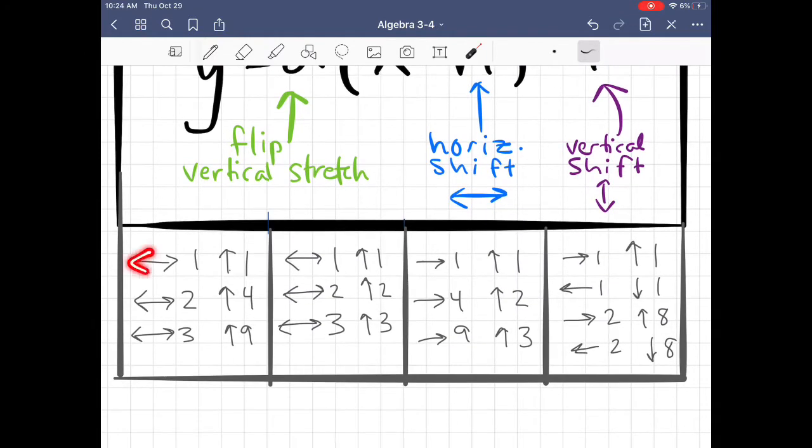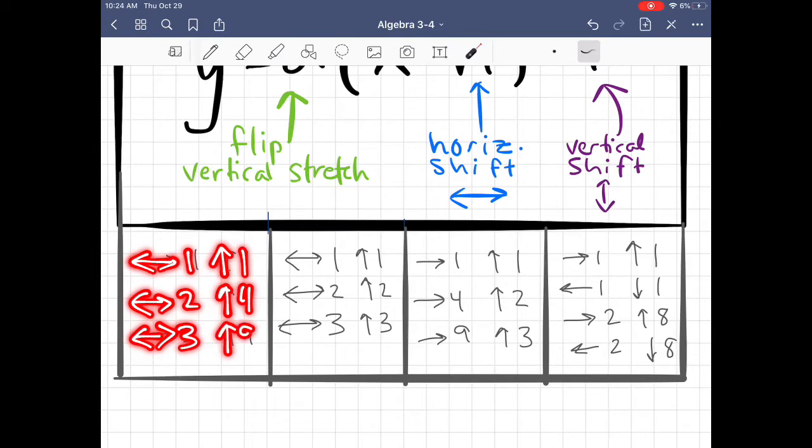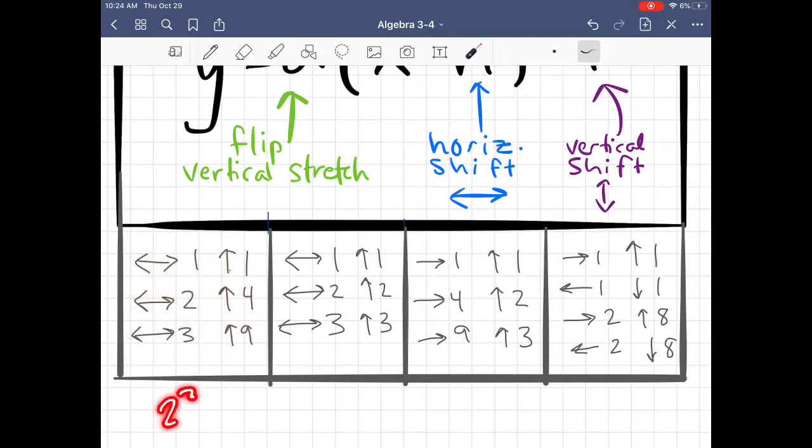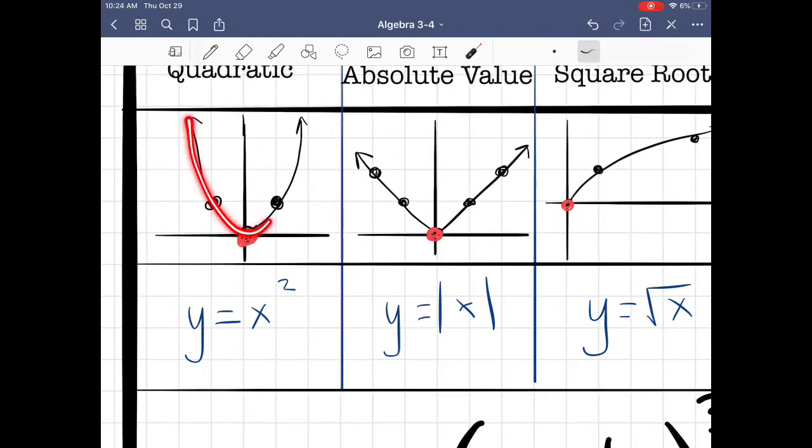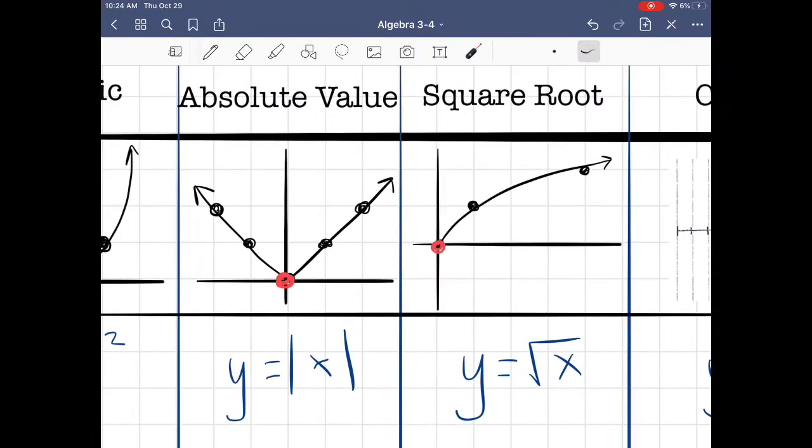The pattern that we follow for a quadratic is we go left and right by 1 and up by 1, left and right by 2 and up by 4, and so on. And we get these numbers from squaring each of them. So 3 squared is 9, 2 squared is 4, 1 squared is 1. So that's the quadratic function. U-shaped has a squared in the equation.